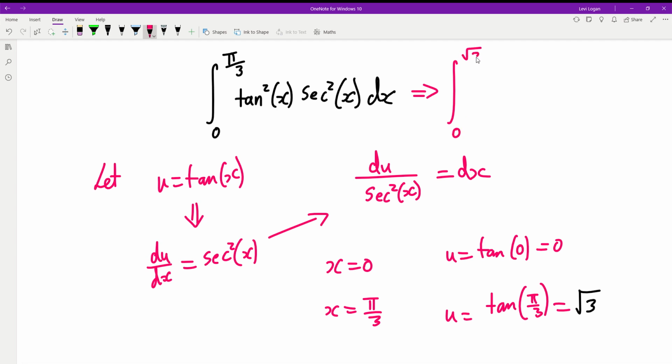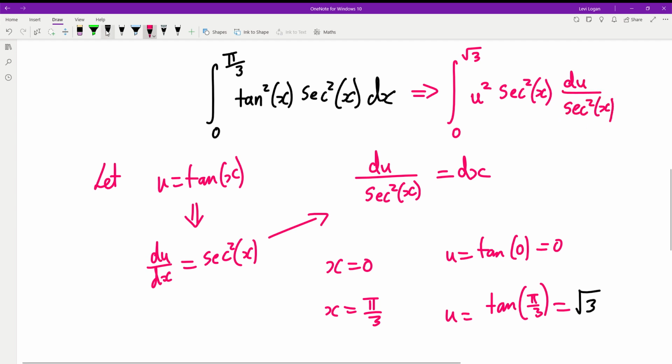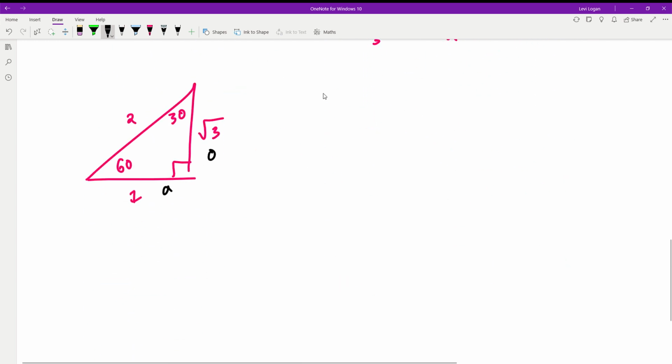So this integral here, when you make the substitution, is going to be the integral from 0 to square root of 3 of u squared sec squared x multiplied by du on sec squared x. And we can see clearly those terms cancel out. So all we're left with is just this single integral, the integral from 0 to pi on 3 of u squared du. Oh, that's not pi on 3, sorry, that's root 3. I wrote the wrong thing there.